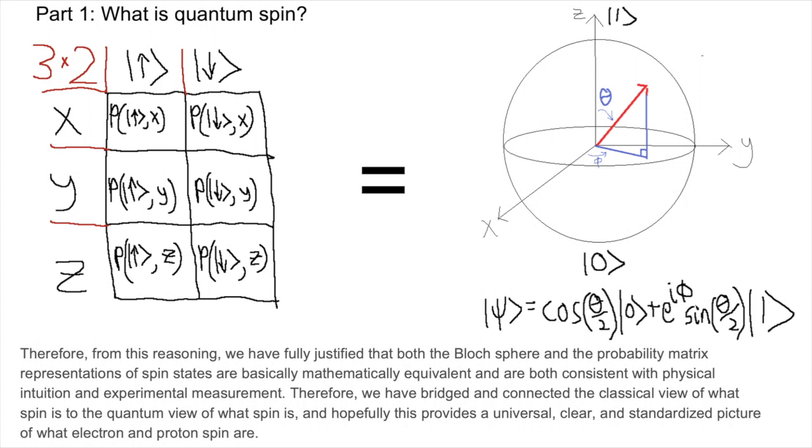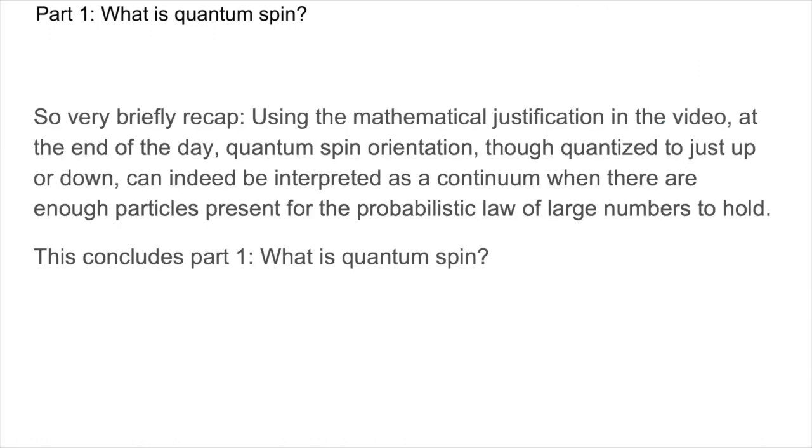Therefore, we have bridged and connected the classical view of what spin is to the quantum view of what spin is, and hopefully this provides a universal, clear, and standardized picture of what electron and proton spin are. So to very briefly recap, using the mathematical justification in the video, at the end of the day, quantum spin orientation, though quantized to just up or down, can indeed be interpreted as a continuum when there are enough particles present for the probabilistic law of large numbers to hold. This concludes Part 1, What is Quantum Spin?